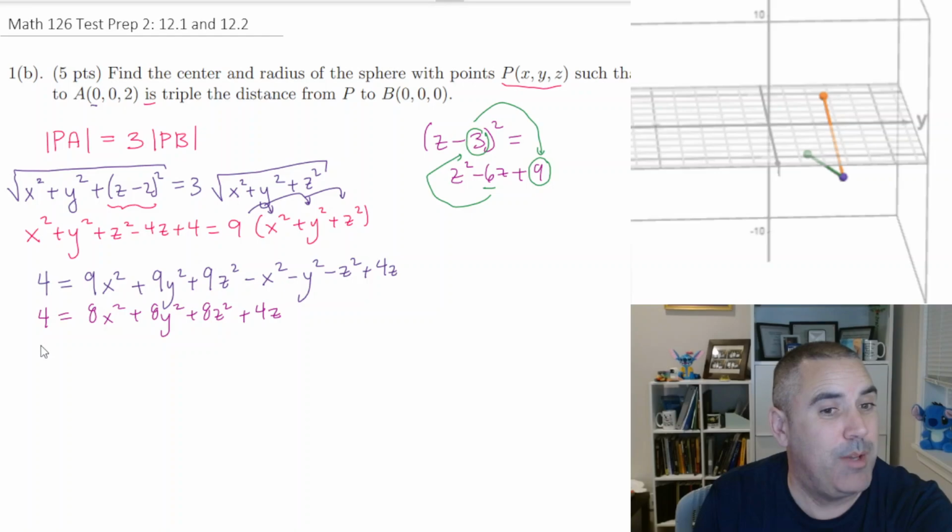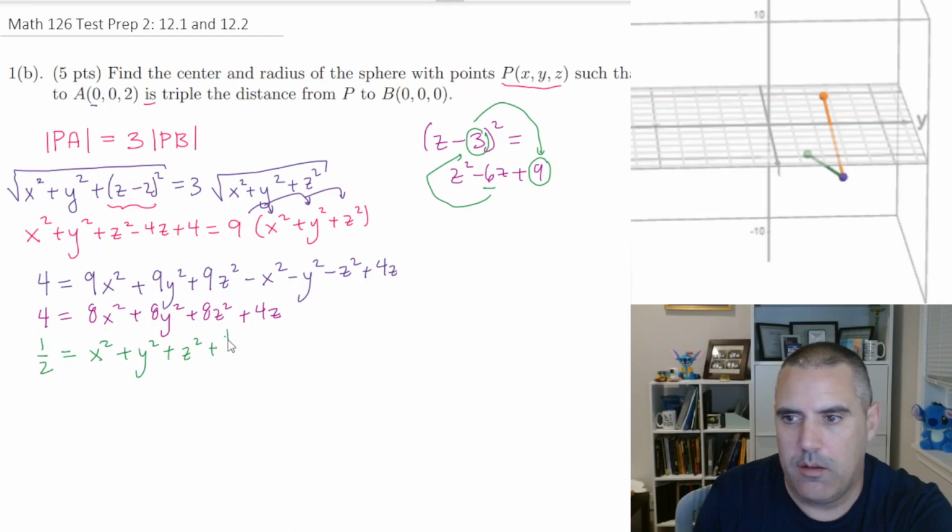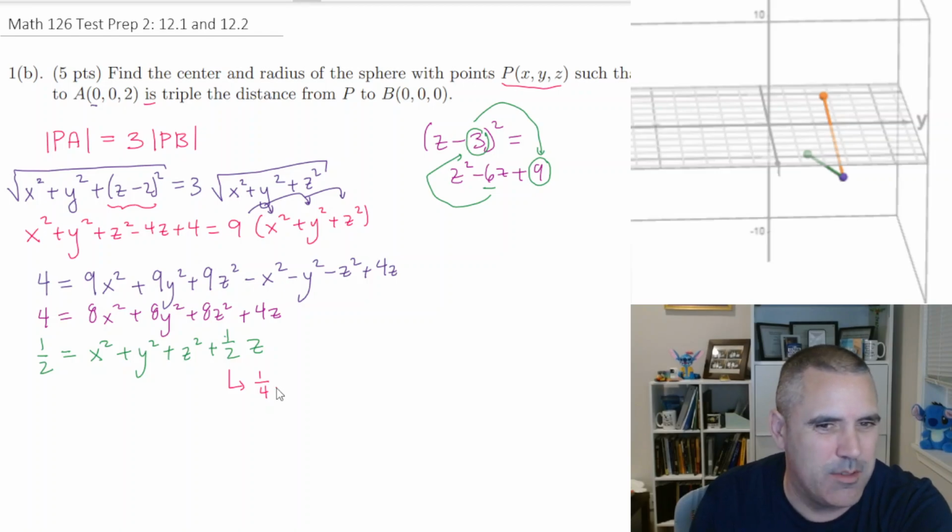So I'm going to divide everything by 8. That's 4 eighths, which is 1 half. Plus 1 half z. And then we're there. Half the middle is a fourth. I think part of the issue people have is just an uneasiness with fractions. And then we're going to do a fourth squared. And we're going to add that to both sides.